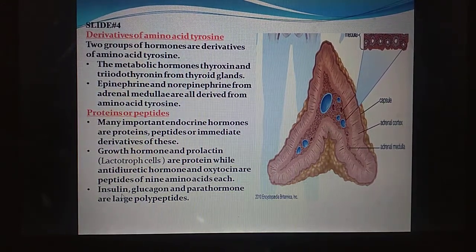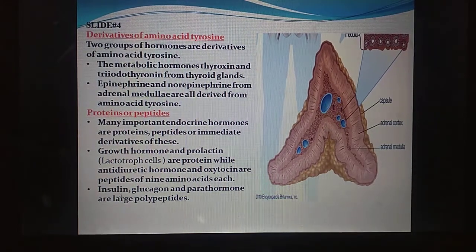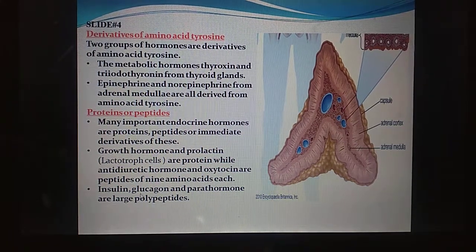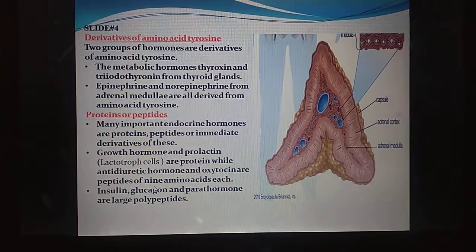Besides this, insulin, which is produced by the beta cells of the pancreas, and glucagon, which is produced by the alpha cells of the pancreas, are both present in the islets of Langerhans, the endocrine part of the pancreas. And besides this, there is parathormone. Parathormone is released by the parathyroid gland. The parathyroid glands are 4 in number and lie on the surface of the thyroid gland. They are large polypeptides. So if you see, some are amino acid in nature, while others are polypeptide chains in nature. Let's see.